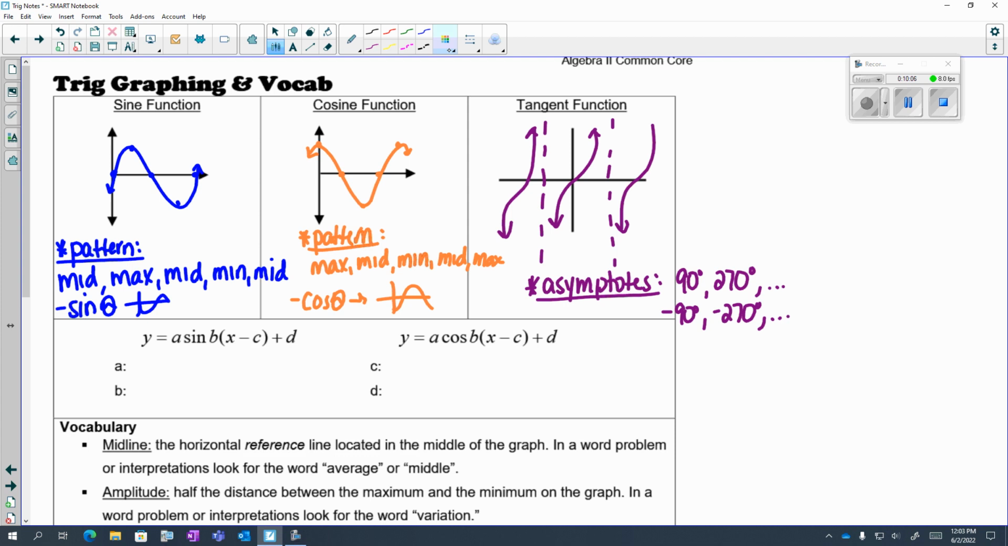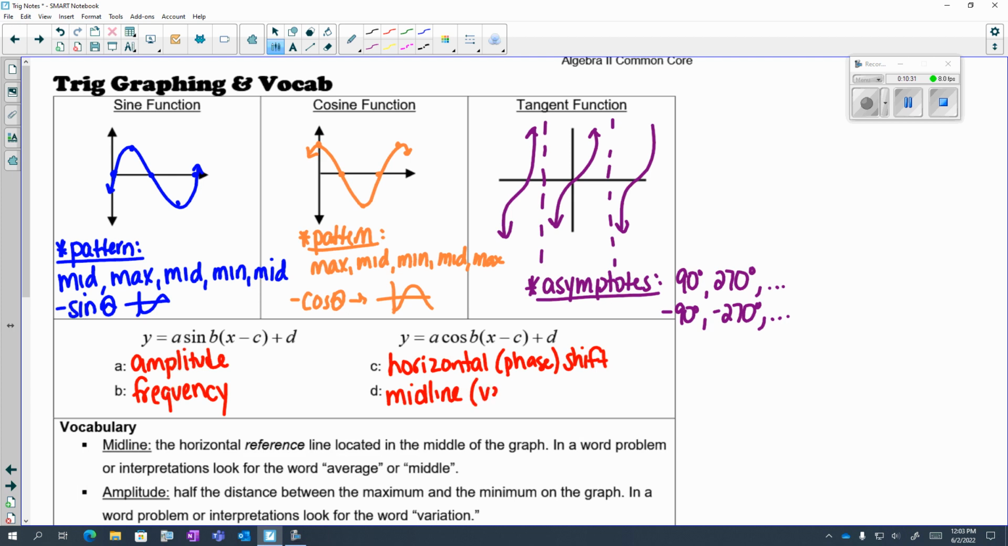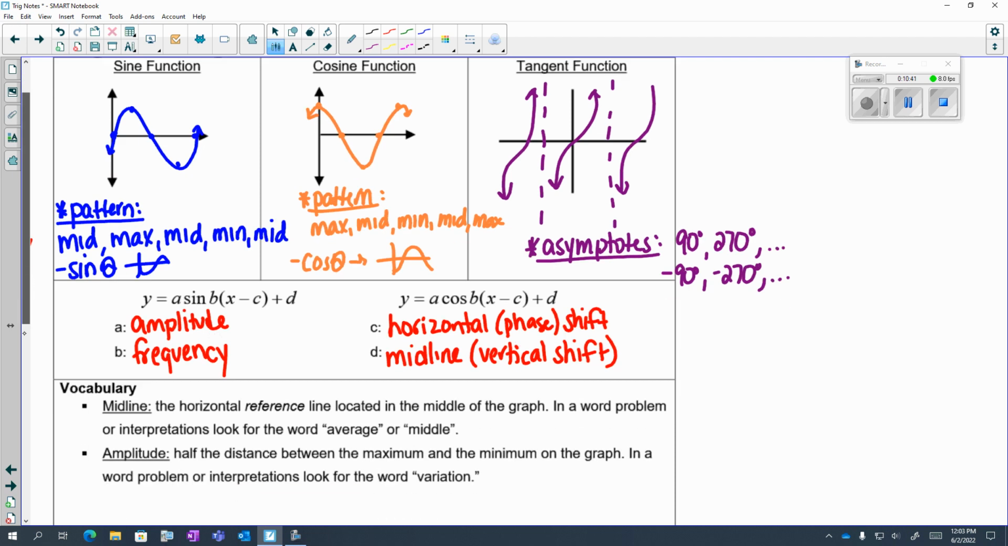So when we are asked to graph sine and cosine, these are our two basic equations that we have here. A is your amplitude, B is your frequency, C is your horizontal or phase shift, and D is your midline, which represents your vertical shift. There's lots of vocabulary that goes along with graphing.